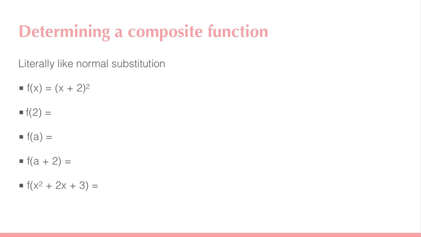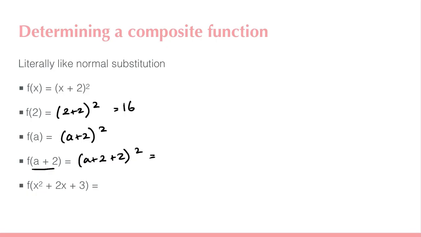If we were to just substitute very simple values that we're used to, f of 2 means I'll put 2 into there. So that'll be 4 squared is 16. If we have f of a instead, this will just be a plus 2 all squared. If we need to substitute a plus 2, so wherever I see x, I'm going to write a plus 2. That'll give me a plus 4 all squared.